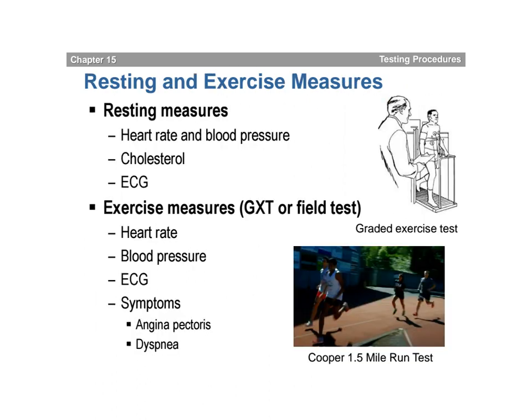Next, let's look at some of the things we'd actually measure. First of all, we can do resting measures. So if we have a patient or a subject, we could measure their heart rate and blood pressure just at rest. That would give us some indication of their level of fitness. We can also do a blood serum test to look at their cholesterol levels. And we could also do a resting electrocardiogram.